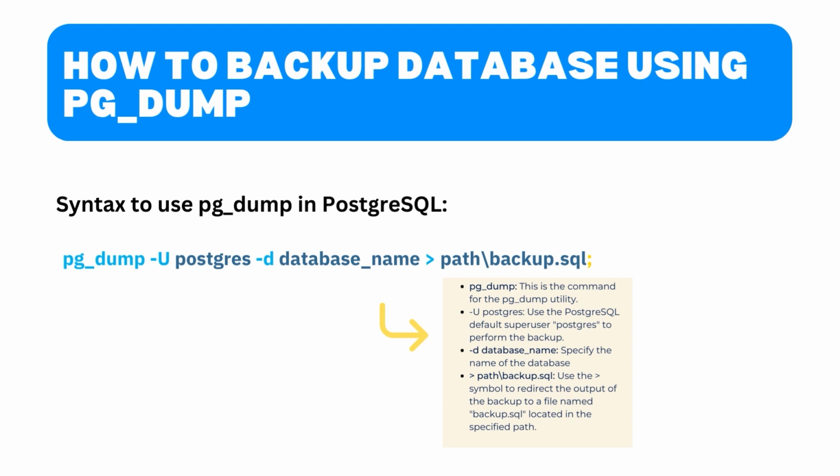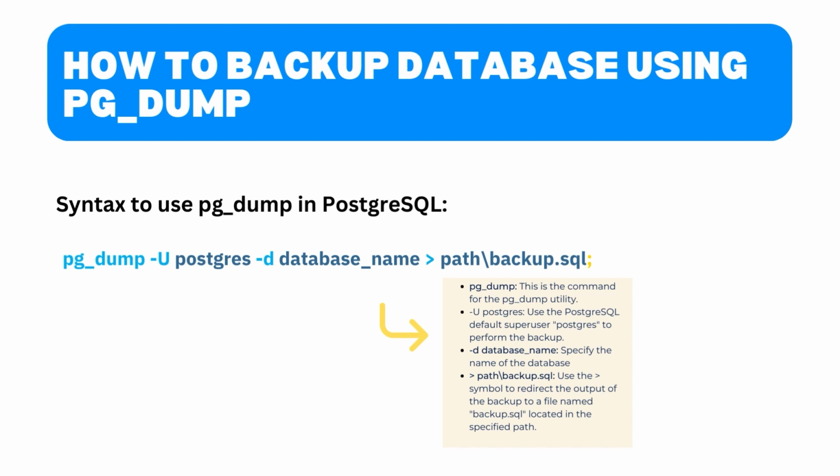-d database name. Specify the name of the database you want to backup. For example, my database, employees, and so on. Then a greater than symbol to redirect the output of the backup to a file named backup.sql located in the specified path. You can choose the path according to your preference.